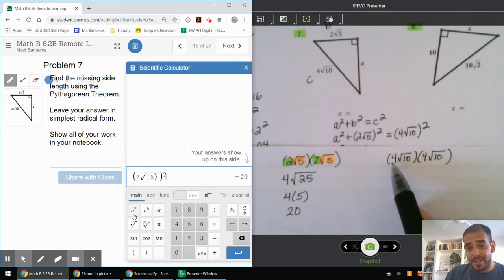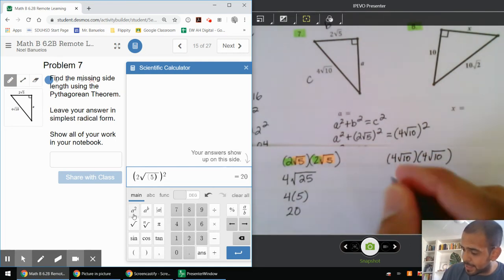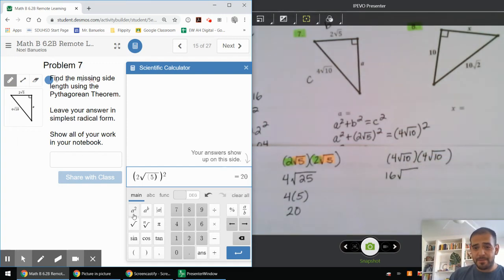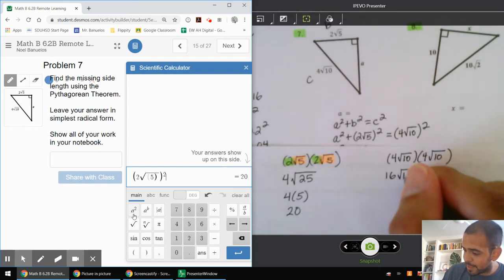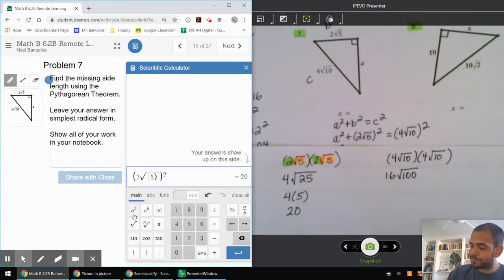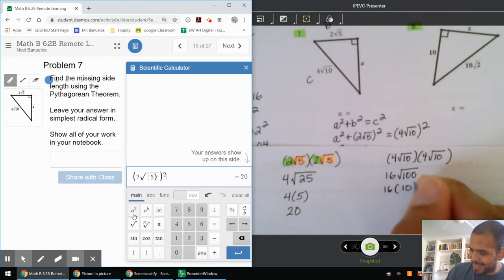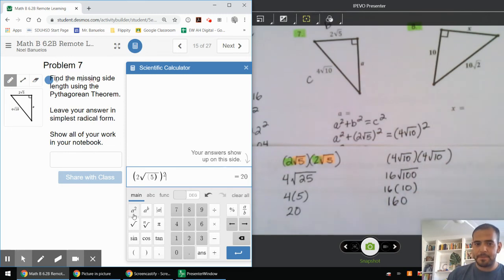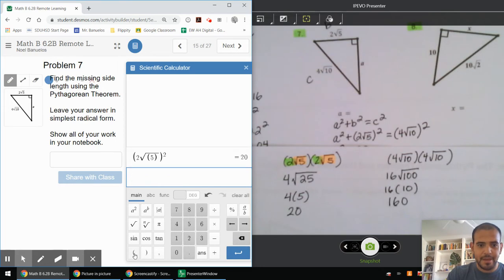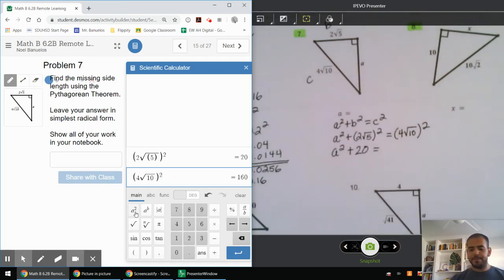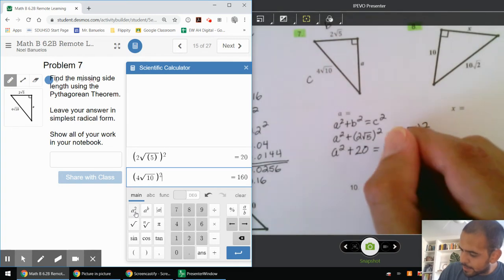So let's do what's outside of the radical first. 4 times 4, which is 16. Now let's do what's inside the radical. 10 times 10, which is 100. And what's the square root of 100? It is indeed 10. And 16 times 10 is 160. Now, if you don't believe me, you can always use your trusty calculator to do that. 4 square root of 10, and then I gotta make sure I square it. And it's 160. Okay, so equals 160.